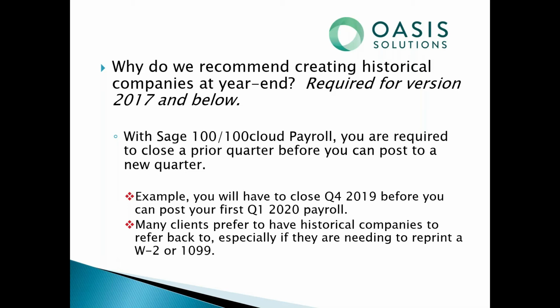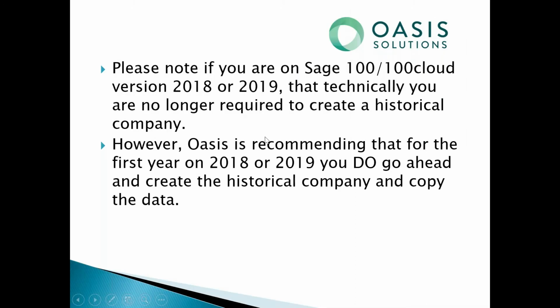If you have any questions about that, please type those in, and I can go into more detail. So we've talked about version 2018 and version 2019 as well. Last year we recommended, if it was your first year on 2018, that you go ahead and make that historical company, because that version was new to all of us, and we just wanted to make sure there weren't any issues. But we have not had any problems with those prior versions, so it is strictly up to you.